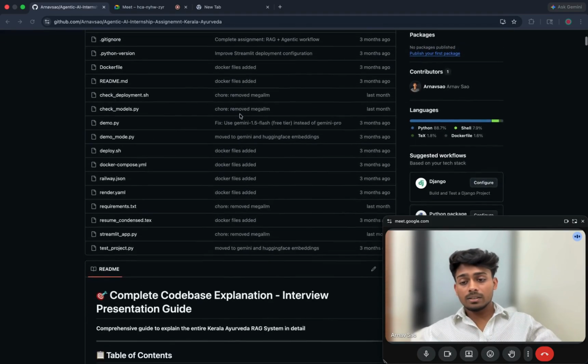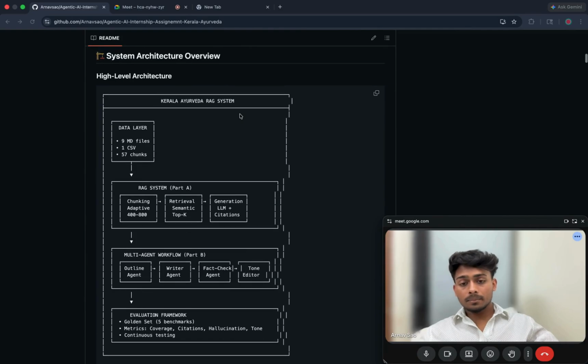Let's look at the architecture. The system is divided into two major components. First is the core RAG Q&A system. It ingests unstructured Markdown files and a CSV products catalog. It uses local Hugging Face embeddings, the all-MiniLM-L6-v2 model, to embed chunks into a ChromaDB vector storage. Upon a query, it retrieves the top chunks and generates an answer strictly using context, returning structured citations.